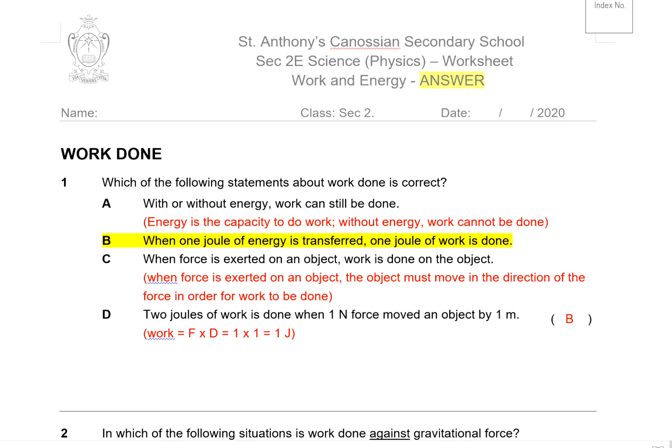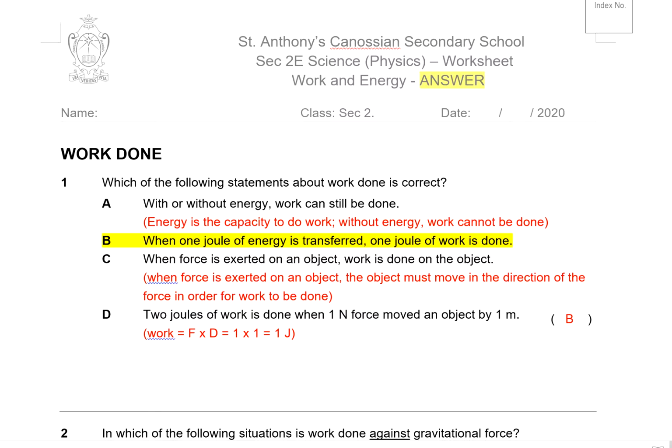So which are the correct definition or which are the correct explanation of what work is. Now A cannot be correct because it says without energy work can still be done. Now remember, energy is the capacity to do work. So if you do not have energy, there is no more capacity to do work. So work cannot be done. And look at the four statements first.